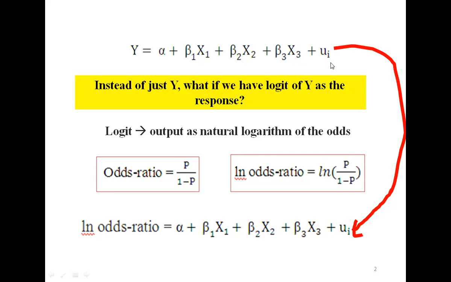Now here, instead of just y, what if we have logit of y as the response variable? Here we have y, the actual value of y, as a response variable. So what do we have to do if we should have something called logit of y? Now we know what y is. What is logit? Logit is nothing but the output represented as the natural logarithm of the odds.